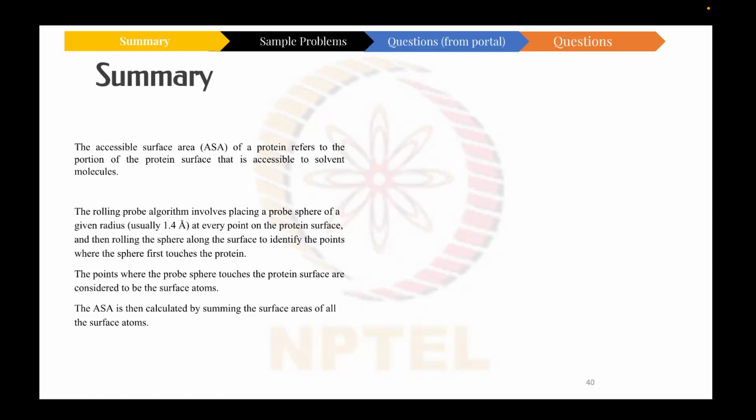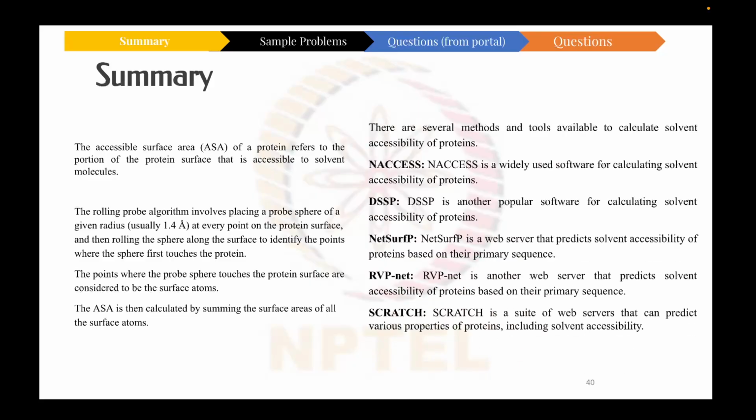assumes that the protein surface is formed by the boundary between the protein and surrounding solvent molecules. To calculate the SES, that is the solvent excluded surface, a rolling probe algorithm is often used. The rolling probe algorithm involves placing a probe sphere of given radius at every point on the protein surface, and then rolling the sphere along the surface to identify the points where the sphere first touches the protein. The points where the probe touches the protein surface are considered to be the surface atoms, and the remaining atoms are considered to be the interior atoms.